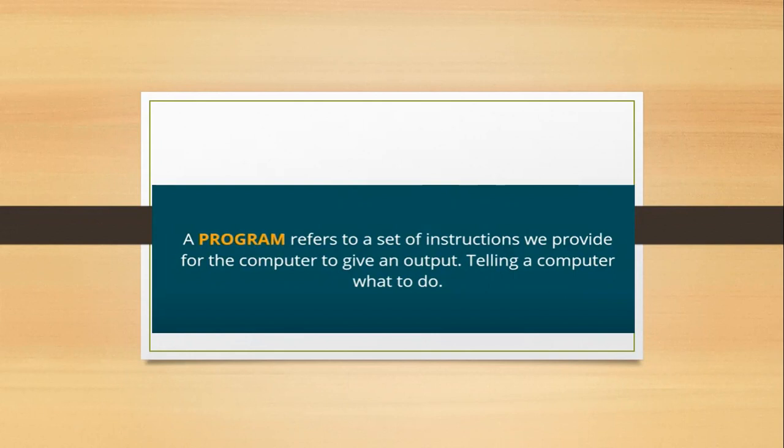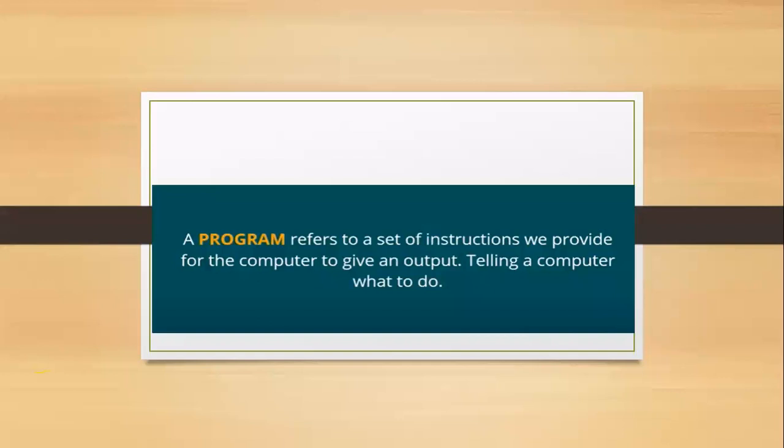Okay, right. So I'll start by defining a program. A program refers to a set of instructions we provide for the computer to give an output. We have the computer, and basically a computer does a few things. First, it accepts inputs, then it manipulates the inputs, and then it gives the output and also stores information. But all this, the computer must be told how to do it.